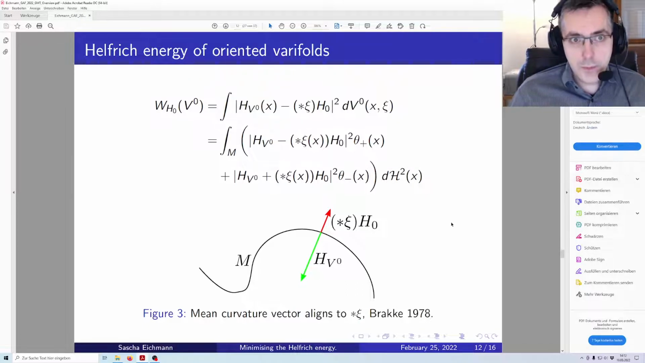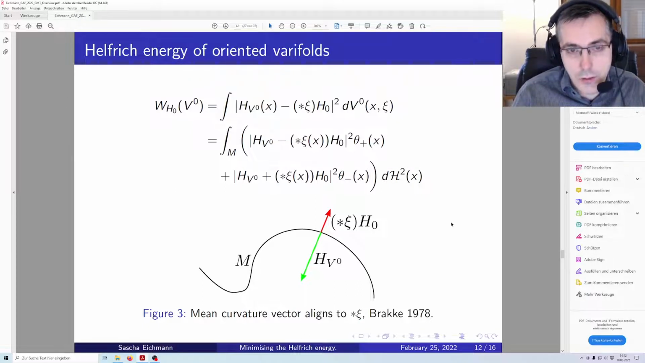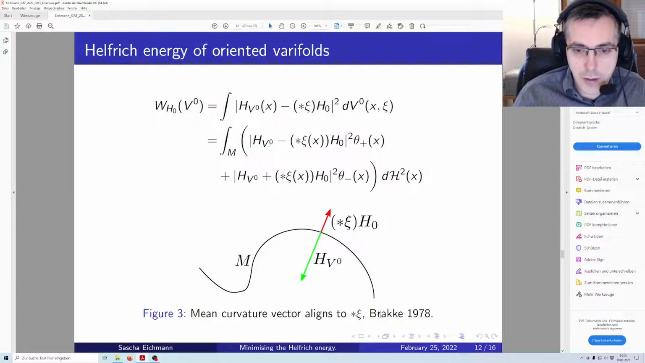Why is this all possible for varifolds? At least for integral varifolds, so theta plus and theta minus have to be natural numbers. There's this theorem by Brakke, which is quite deep, which essentially says that the mean curvature vector is orthonormal to the tangential space. So that means that this guy over here actually makes sense in a good way. Okay, now this is the Helfrich energy for oriented varifolds.